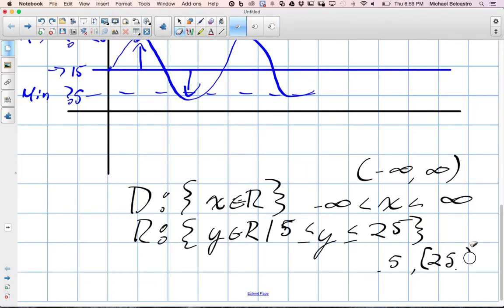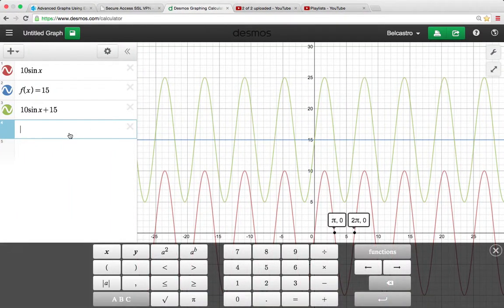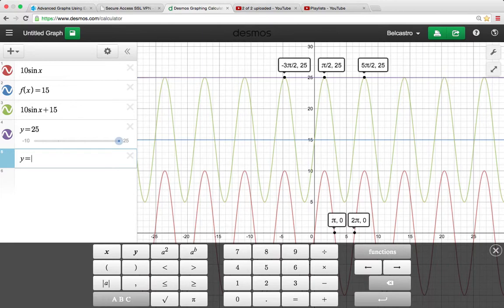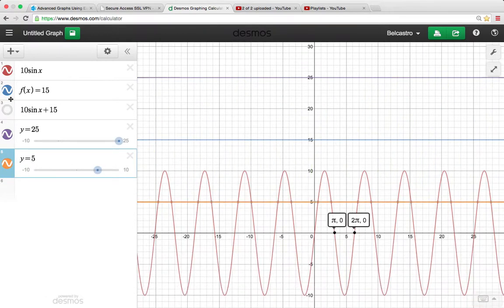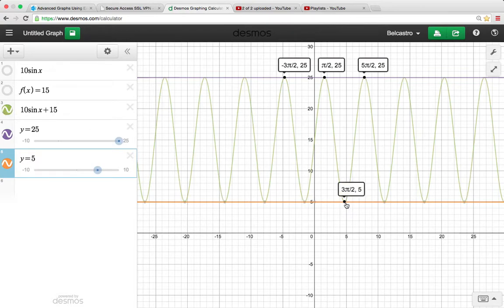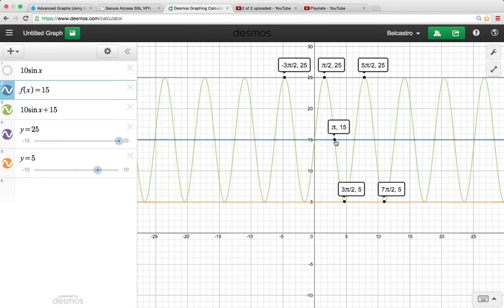It depends what notation your teacher wants there, but the idea is the same. If we go look at it, this makes sense. If we put a horizontal line at y equals 25, we're hitting the peaks over and over again. If we put another one at y equals 5, and turn the other functions off, there it is, our minimum values. And we know we have an equation of the axis at 15. This is cutting right through the middle of the function.